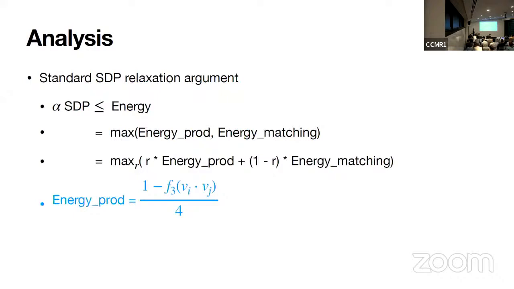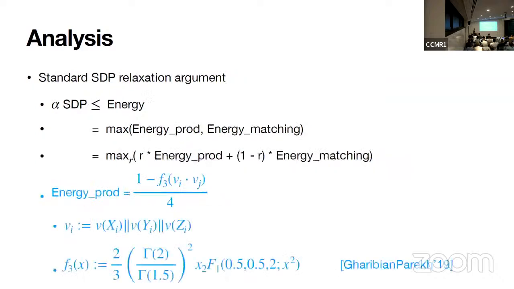All right, so the rest is just calculating each term. Product state energy is given by a process similar to Goemans-Williamson, but now you need to do it in 3 dimensions, and that's done in Gharibian-Parekh, and you get this hyperbolic function. The important thing is that you write it in inner products of this concatenation of phi of xi, phi of yi, and phi of zi.